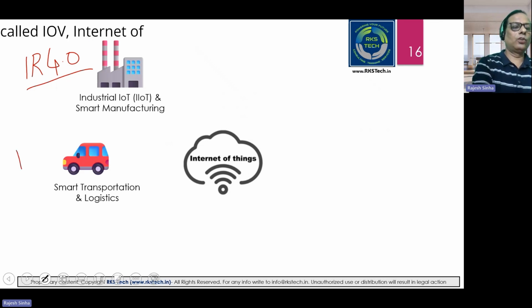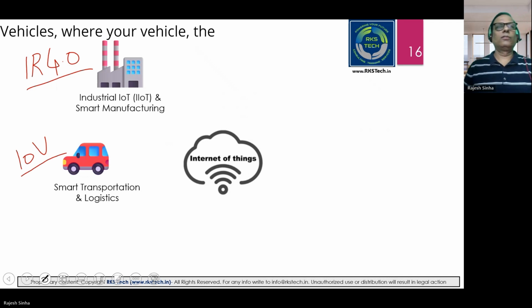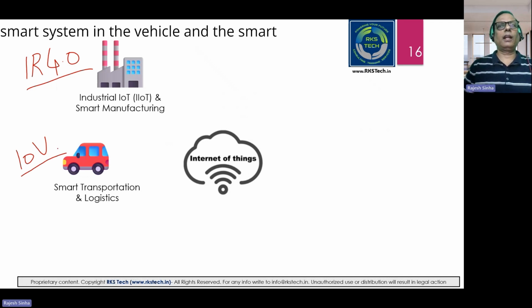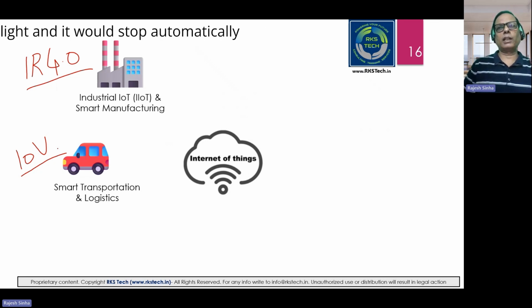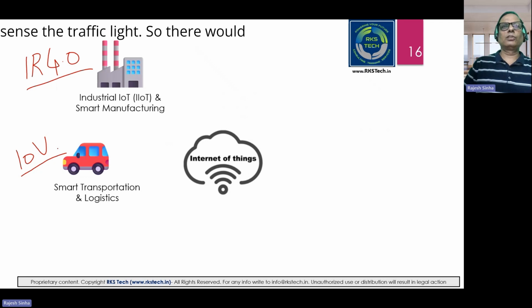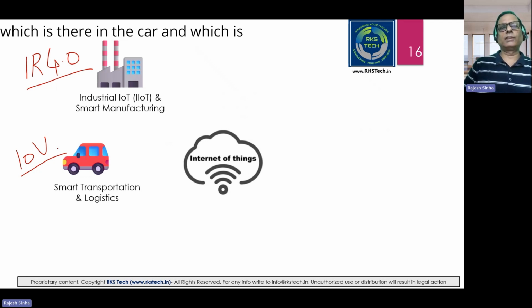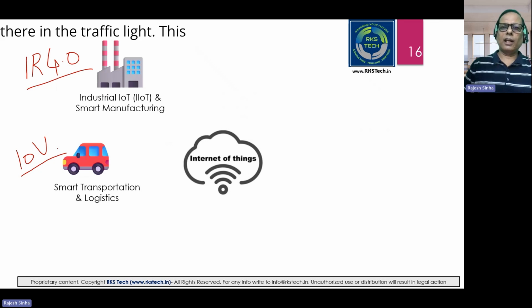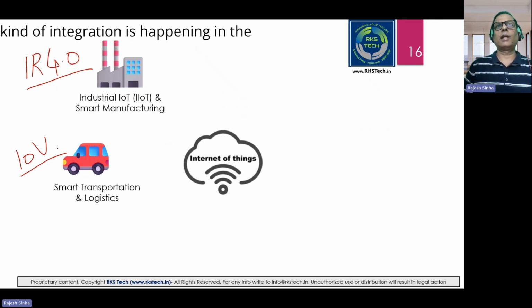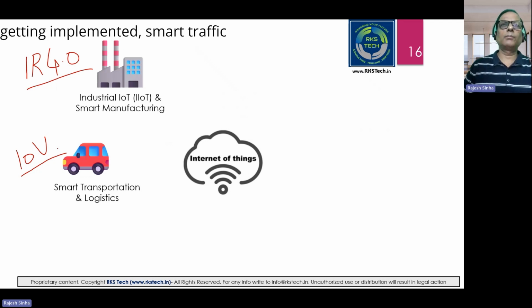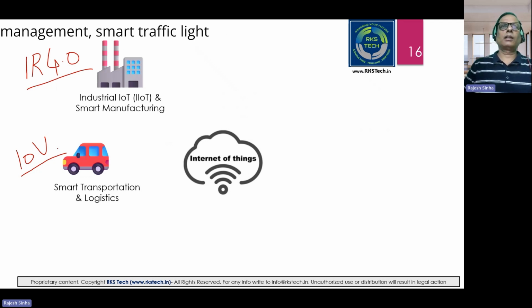There is something called IoV, Internet of Vehicles, where the smart system in your vehicle and the smart system in the traffic are getting integrated for improved logistics and improved transportation. For example, your car could sense the traffic light and stop automatically without your intervention. So you do not have to see the traffic light. The car would sense it. There would be some kind of integration of sensors in the car and in the traffic light. This kind of integration is happening in smart cities. Wherever smart cities are getting implemented, smart traffic management, smart traffic light management, smart transportation is getting implemented.